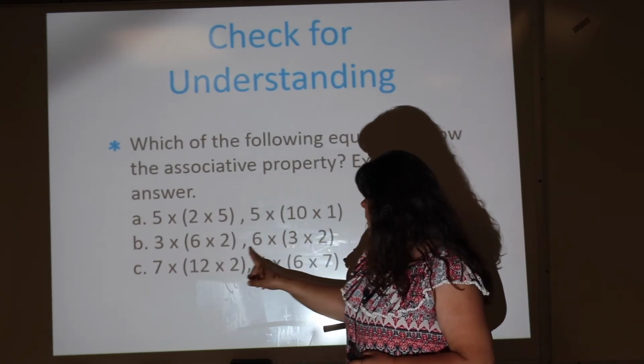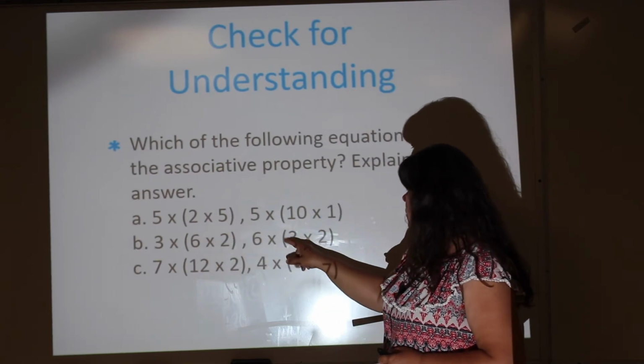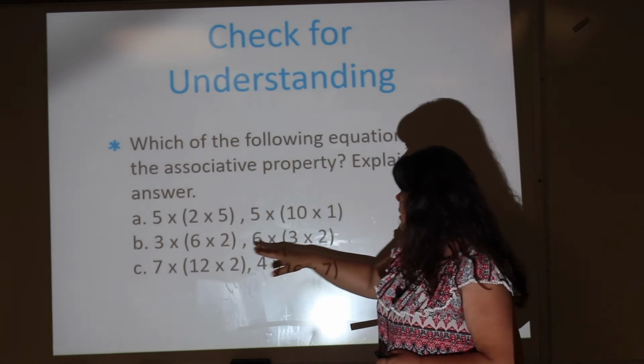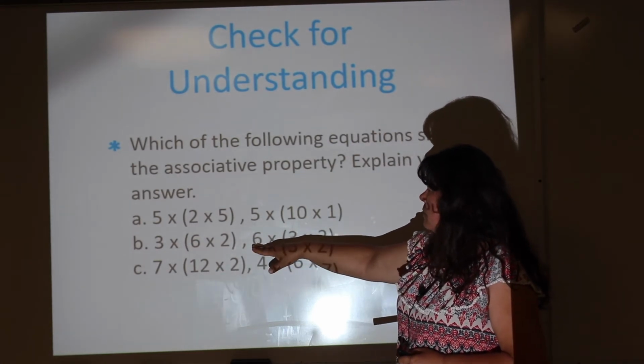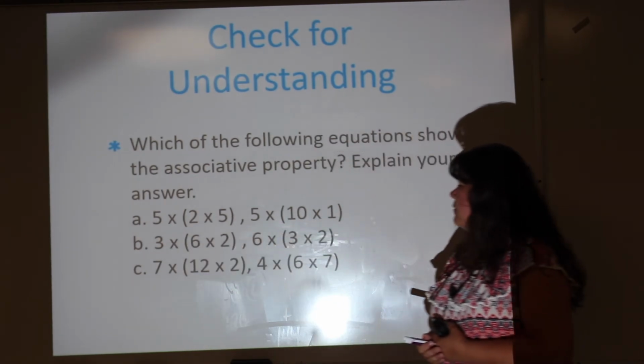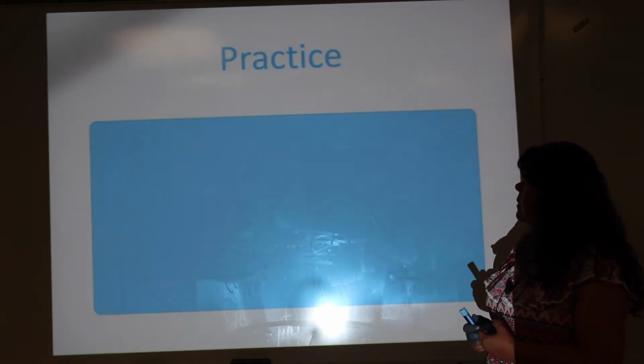I can multiply the last 2 numbers, or oh yeah, multiplying here 6 times 2, and here it's the 3 times 2. I didn't do the 6 first this time, and over here I didn't do the 3 first. So this is my answer, B.